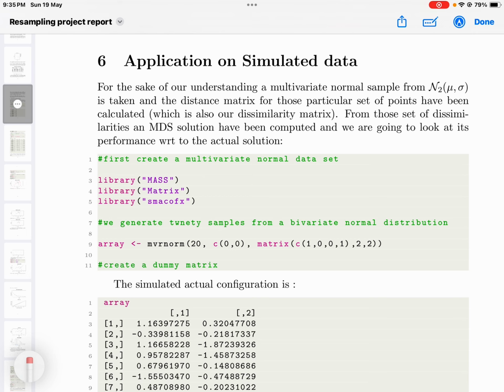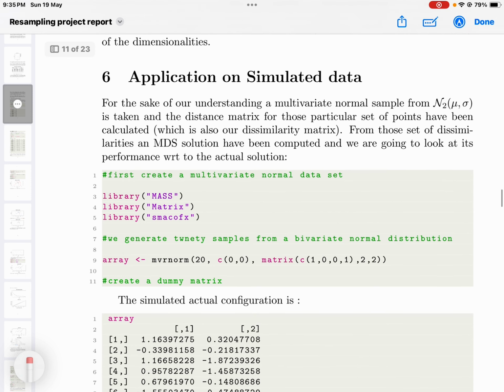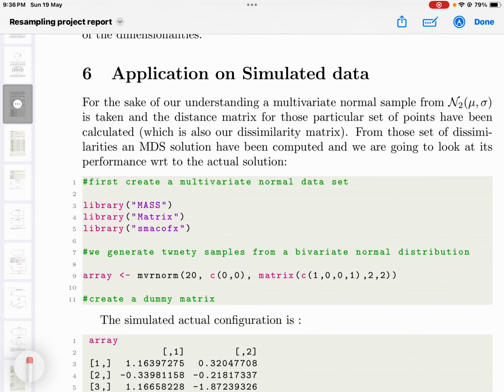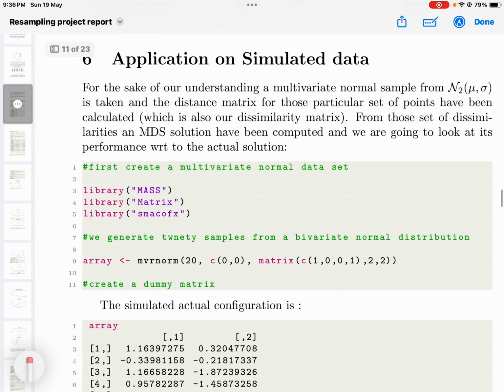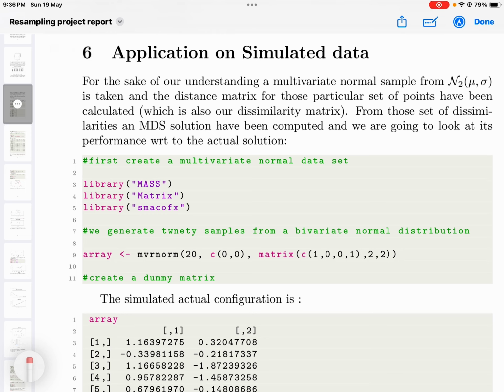I am going to talk about the application of the method discussed in our project. I applied the method on two things. First, I simulated data, and then I applied it on the real life data which is available in R. The reason behind doing a simulation is because we have in hand the actual configuration of points, and then we can compare it with the MDS solution.